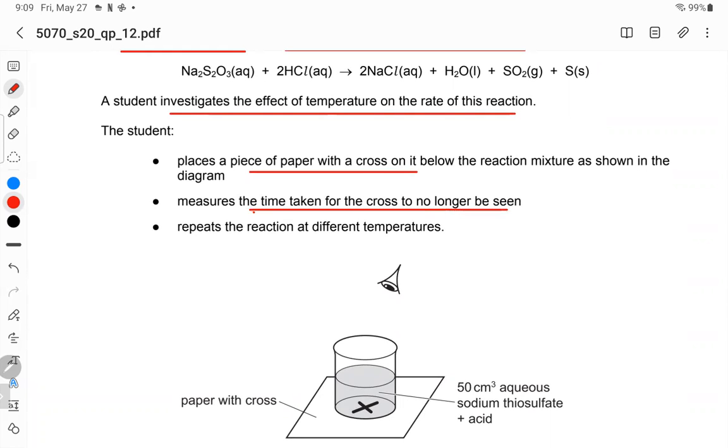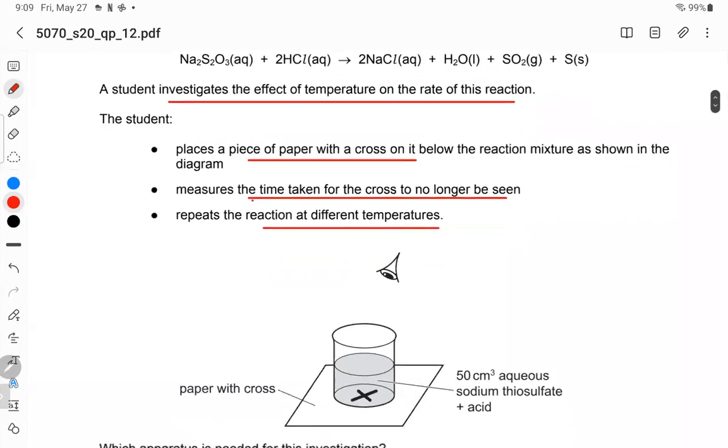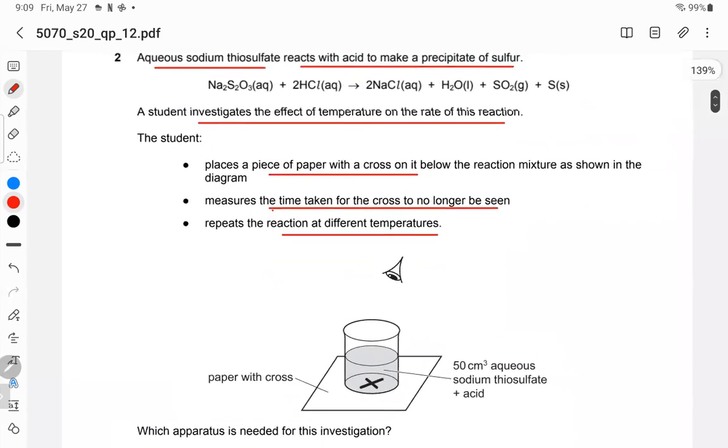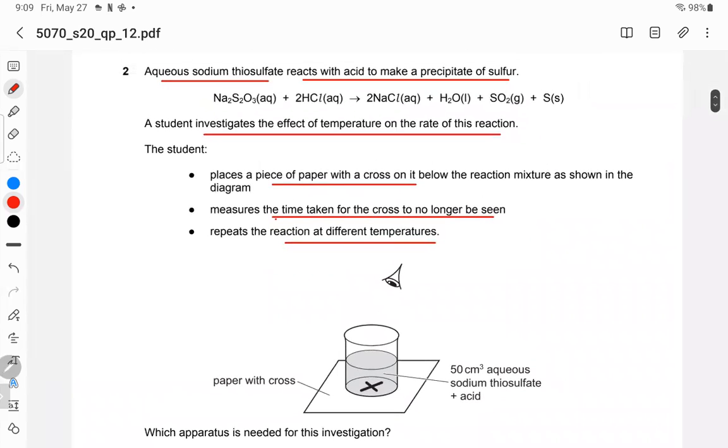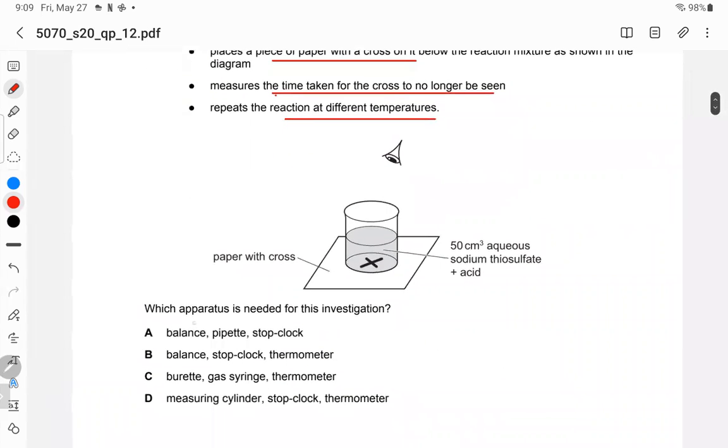Obviously, if the precipitate is formed, the cross disappears if you are looking from the top view. Repeat the reactions at different temperatures to identify the effect of temperature on the rate. So is the question understandable to everyone? Now what they are asking is, which apparatus is needed for this investigation?